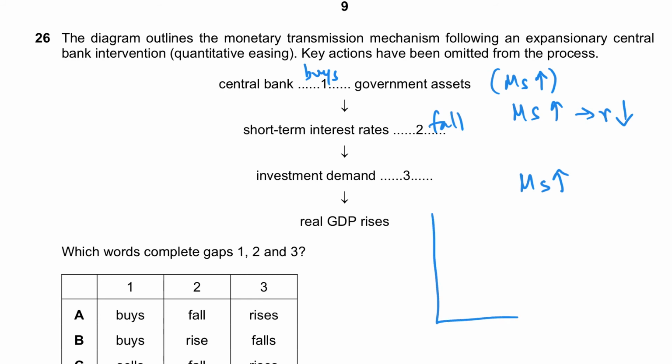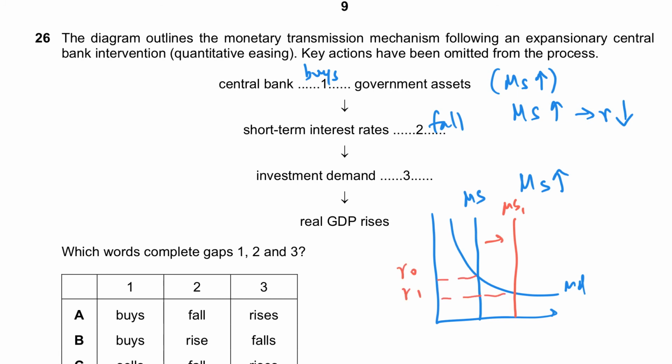And I can show you this in the diagram. If this is my money demand or liquidity preference, if this is my money supply, if money supply goes up, something like this, then the interest rate will go down. A fall in interest rates basically from R0 to R1 will result in investment demand to go up or increases or rises, and the reason is very simple, because the cost of borrowing is going down and the incentive to save is going down, so people will basically invest more, and that may result in real GDP to go up.